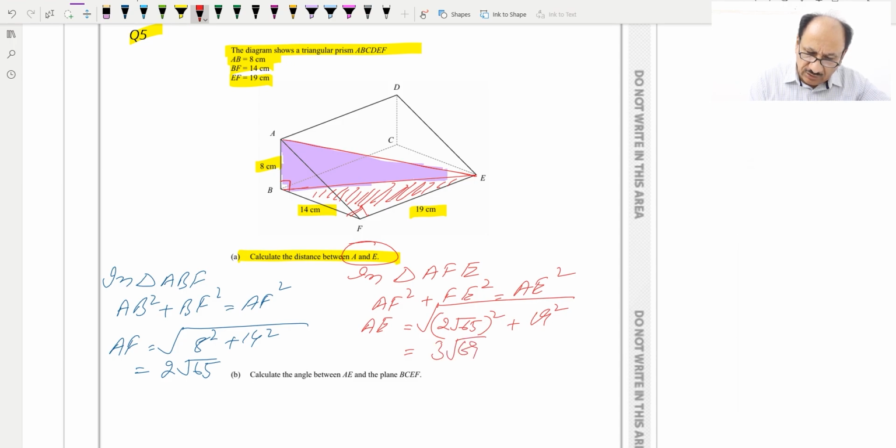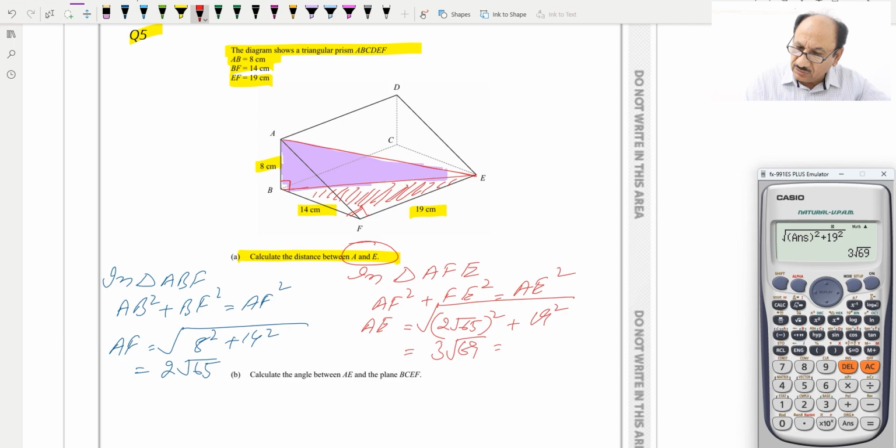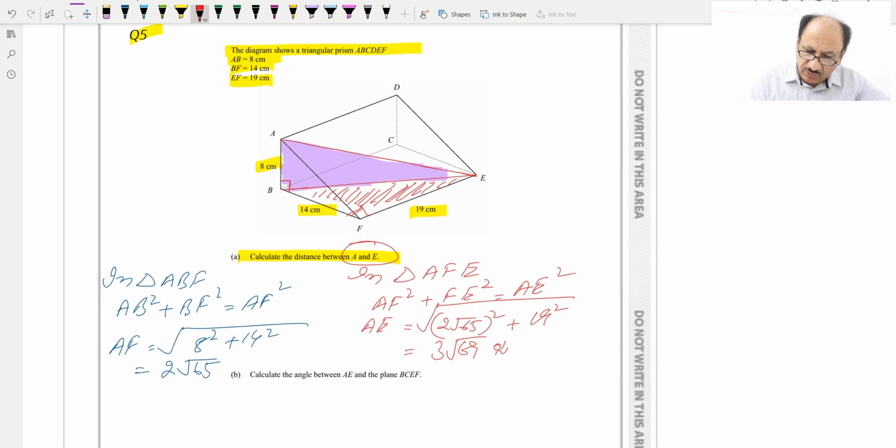69, like this. And decimal value will be what? Decimal value will be 24.9, so we can write 24.9, and this will be centimeters. This will be our answer. And this one is how many marks? This is basically a 4-mark question. Yes, so you need to keep in mind this is 4 marks, part A.